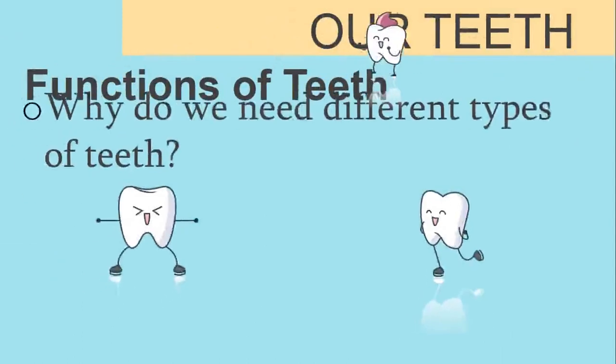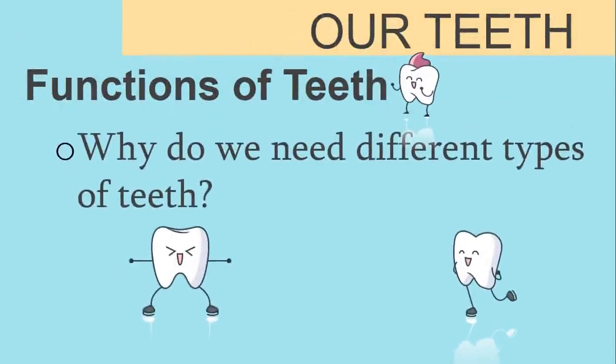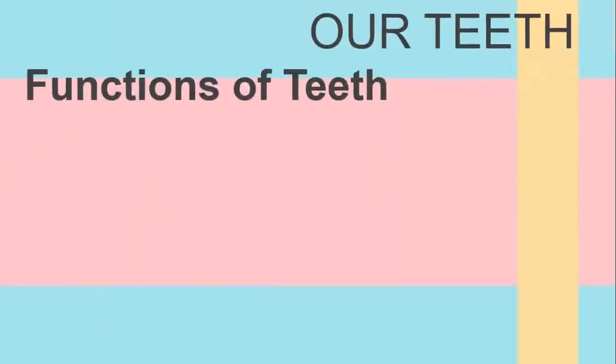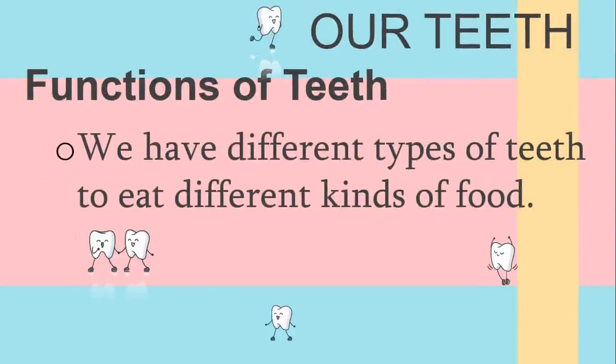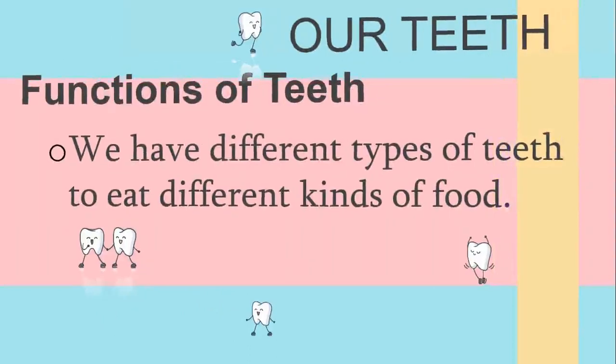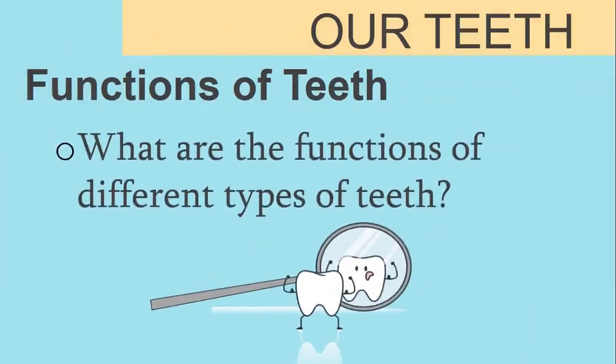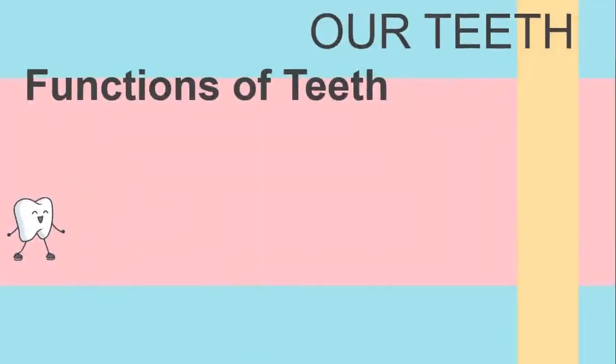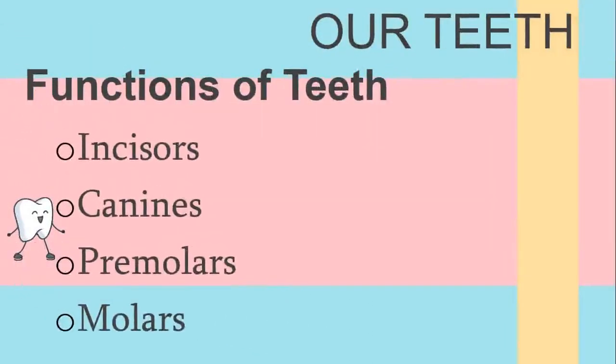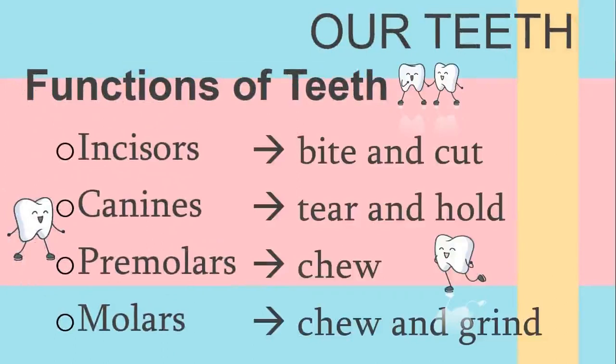Next, why do we need different types of teeth? As we discussed already, we have different types of teeth to eat different kinds of food. What are the functions of different types of teeth? As I said earlier, incisors help in biting the food, canines help in tearing the food, premolars help in chewing the food, molars help in chewing and grinding the food.